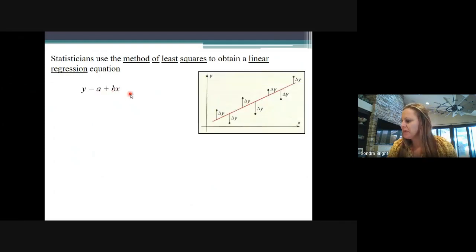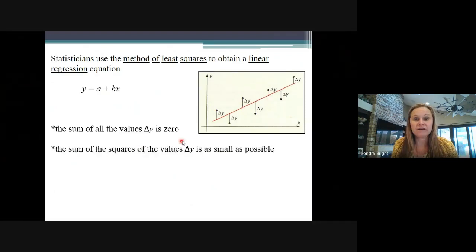And we gave you this little picture. It turns out that they find this linear regression line by finding the change in the y values between the actual point and this line of regression. The sum of all of these delta y's, or changes in y, is 0. And the sum of the squares of the delta y's, they want that as small as possible. That's how they end up getting this linear regression line.